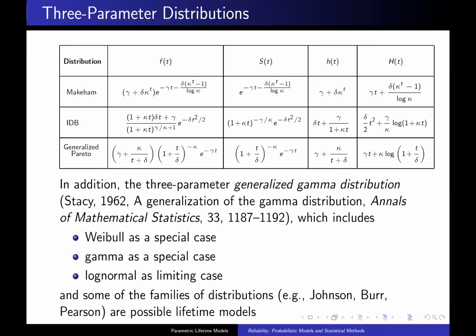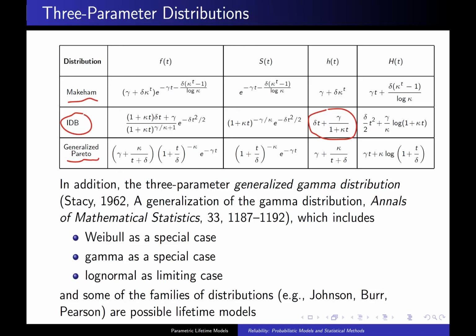This takes us to three parameter distributions. And the first is the Makeham distribution, and that is used in actuarial science. This one's kind of clever. IDB, and what that stands for, increasing, decreasing, and bathtub. So this function right here, that's the hazard function, that thing can increase, or it can decrease, or it can take on a bathtub shape. So it's a very flexible distribution. And finally, here is the generalized Pareto.